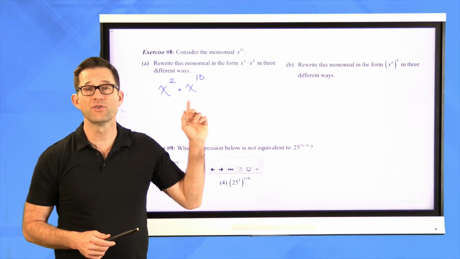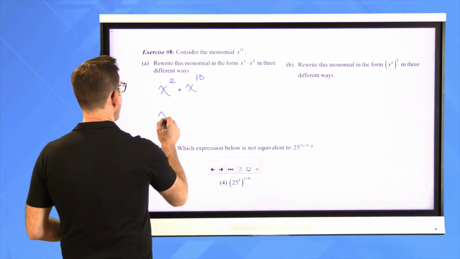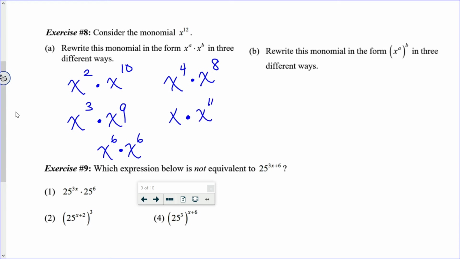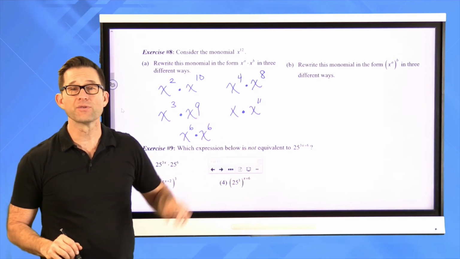Well, as long as the two exponents add up to 12, you're good to go, right? So I could have x to the 3rd times x to the 9th, x to the 6th times x to the 6th. That would work. I could have x to the 4th times x to the 8th. Here's one. I could have x times x to the 11th. That would also work, right? There are lots and lots of choices there. Now that's that first exponent property.